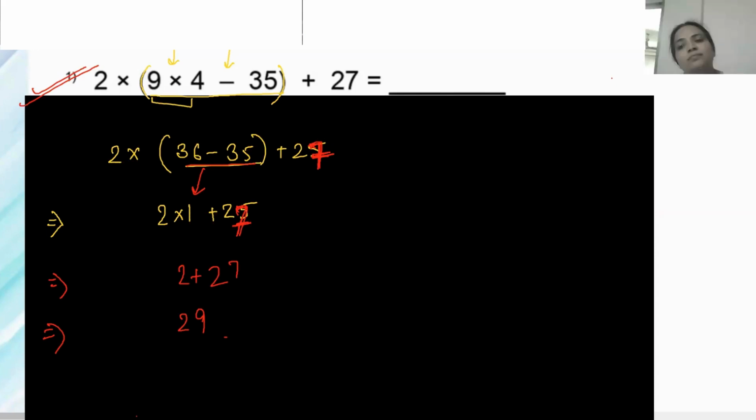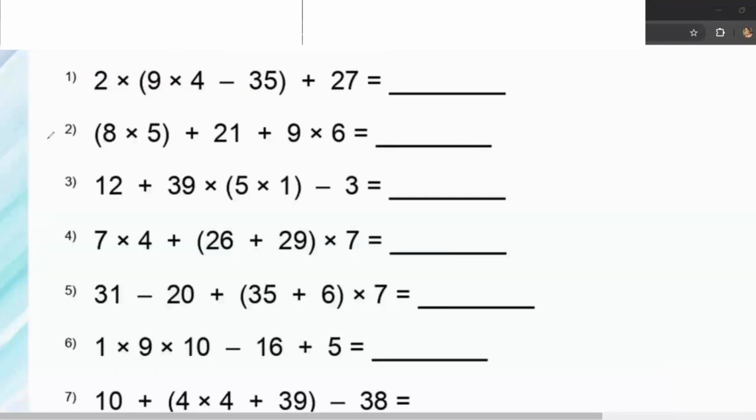Done with the first part. Should I move ahead with the second one? Ma'am, should I write the question? Yes, you have to. Okay, I'll give you 2 minutes writing time then. Okay, so I'm moving ahead with question 2 now.